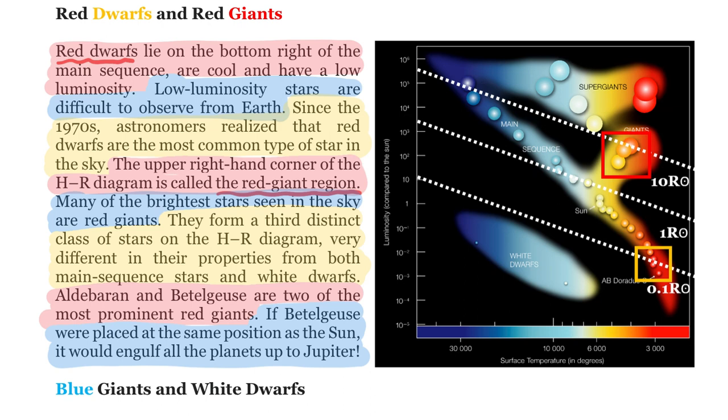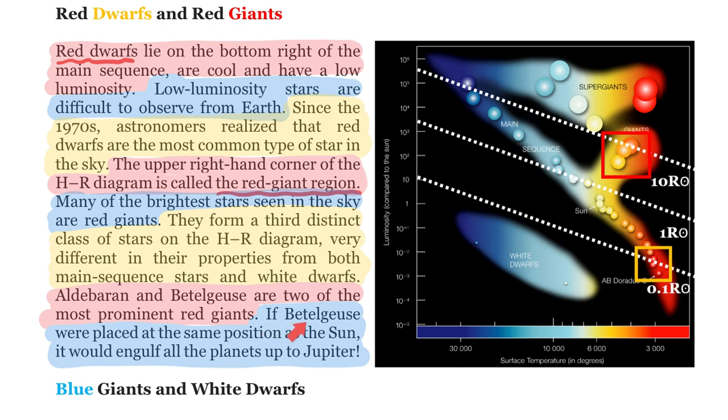In the upper right-hand corner of the HR diagram, we find what they call the red giant region. Many of the brightest stars we see in the night sky are red giants, and they form a third distinct class of stars on the HR diagram, very different in their properties from both main sequence stars and white dwarfs. So this is the red giant region of the HRD, the Hertzsprung-Russell diagram. For instance, Aldebaran and Betelgeuse are two of the most prominent red giants that we can see from Earth.